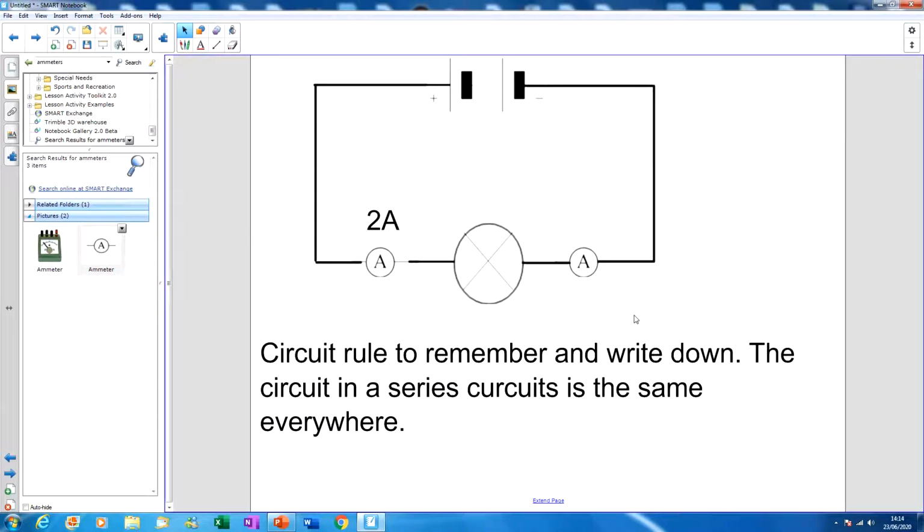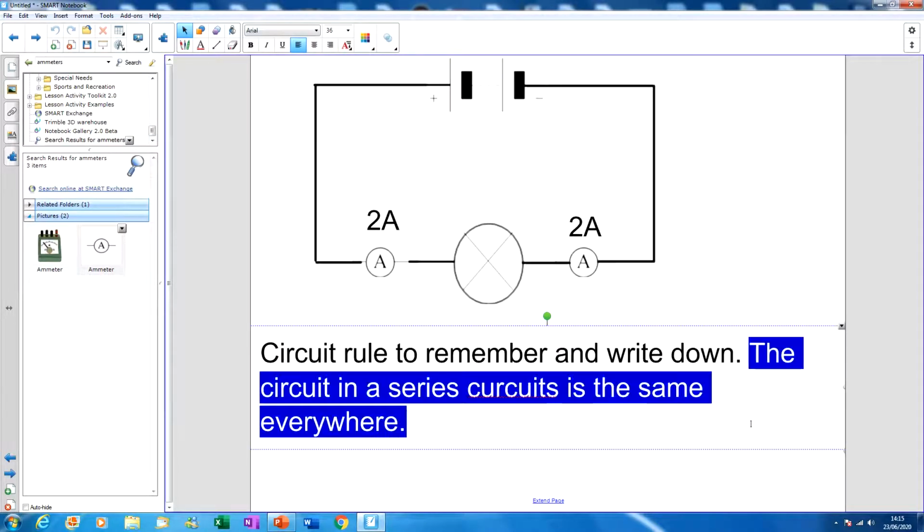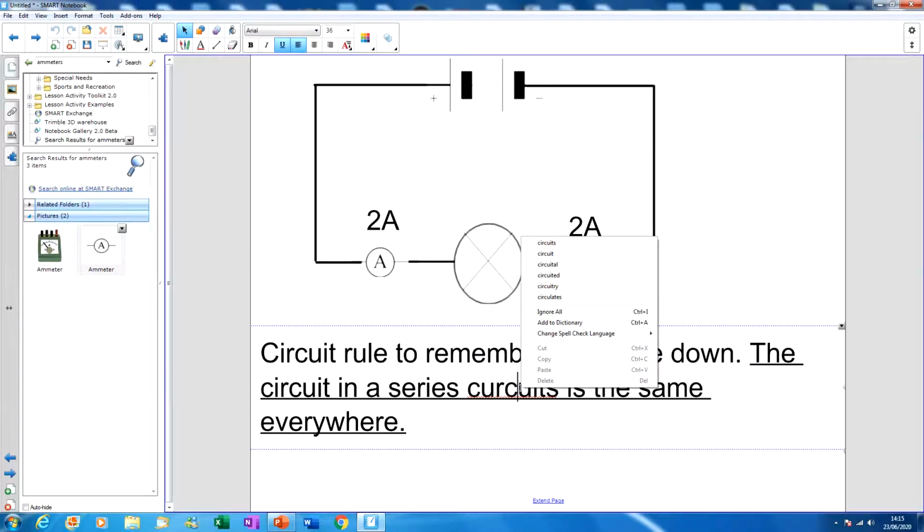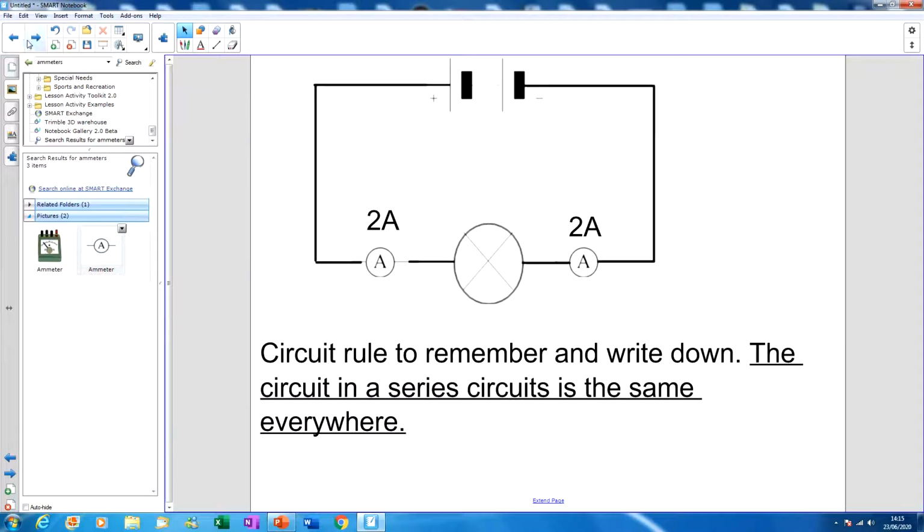So the first circuit rule, the easiest one, is about current in a series circuit, and it's dead easy. If I've got an ammeter here with 2 amps on it, and I've got an ammeter here that I don't know the reading of, well, the rule to remember is the current anywhere in a series circuit is the same. So that one also must be 2 amps. So please, can you write down that rule? The current anywhere in a series circuit is the same. So I'll just underline it. There you go.